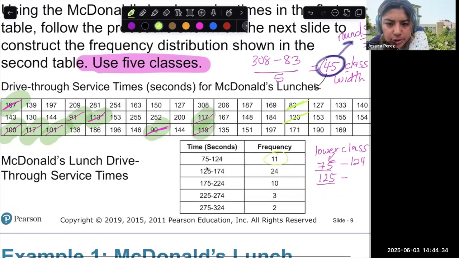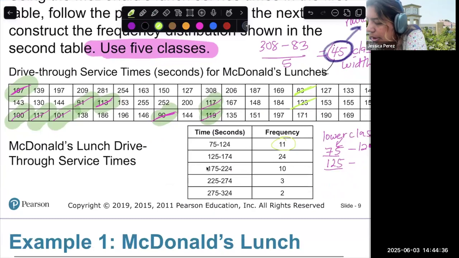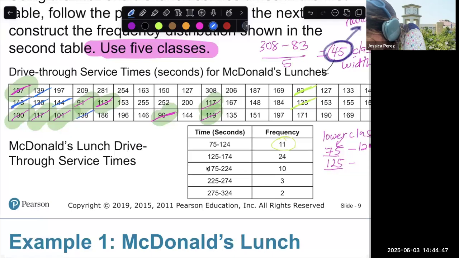Then I'm going to go into 125 and 174. How many of those do I have? I'm going to use a different color. I'm going to use blue. 125 all the way to 174. So it's 1, 2, 3, 4, 5, 6, 7, 8, 9, 10.